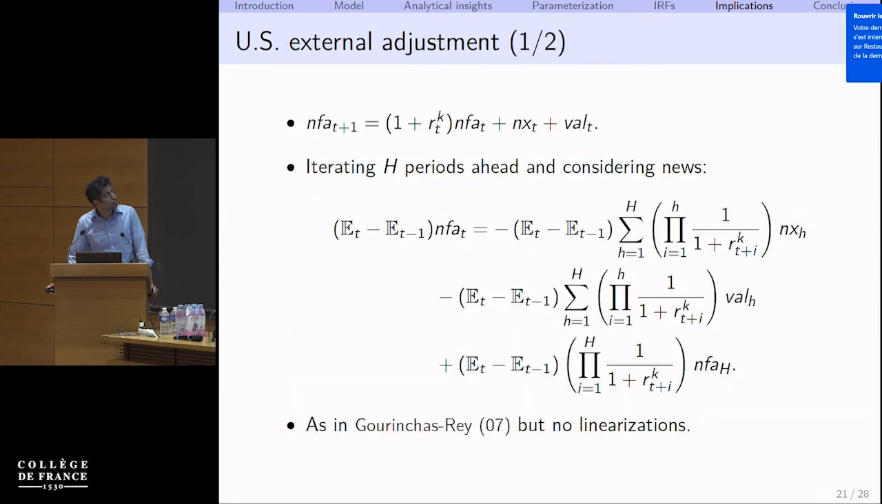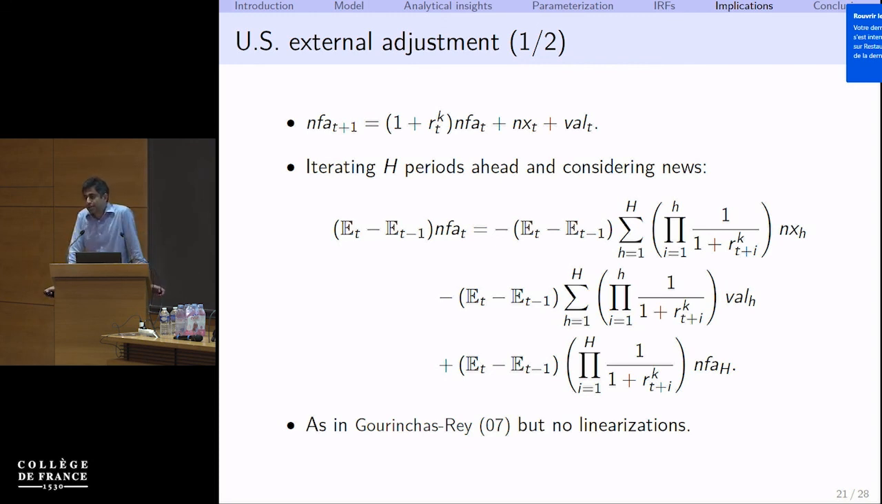Let me now turn to external adjustment, given the work of Elaine and Pierre Olivier on this. So you can look at net foreign assets, and just the budget identity is that the evolution of net foreign assets depends on the return on capital, net exports, and a valuation term. This reflects the change in net foreign assets that is coming from the fact that the US holds a different portfolio than the rest of the world, and there's effects on relative bond returns and exchange rates that would also affect the net foreign asset position.